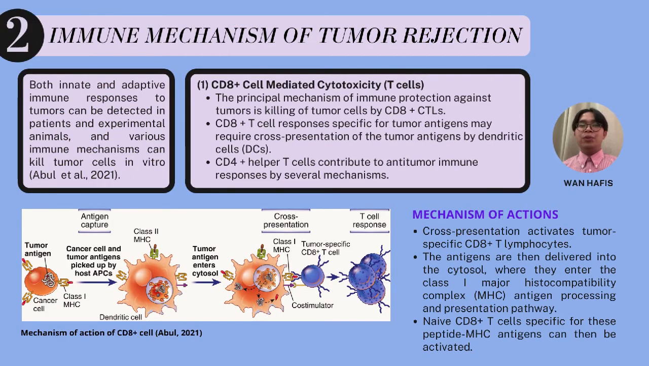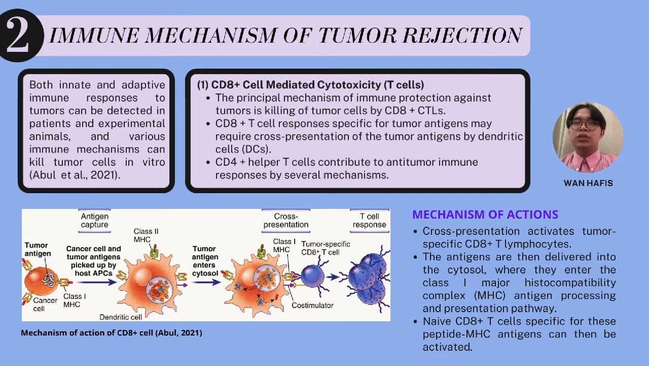For the second point, immune mechanisms of tumor rejection. Both innate and adaptive immune responses to tumors can be detected in patients and experimental animals, and various immune mechanisms can kill tumor cells in vitro. In this section, we will review the evidence of anti-tumor immunity mediated by T cells and other immune effector mechanisms. The principal mechanism of immune protection against tumors is killing of tumor cells by CD8 plus CTLs.